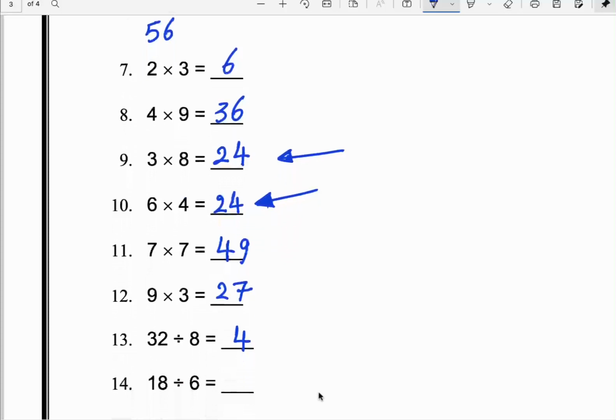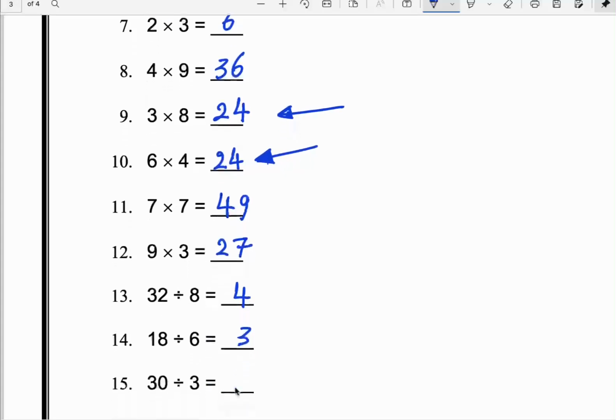Okay, 18 divided by 6. 3. Excellent. Do not repeat, my hero. Thank you. So, 18 divided by 6 equals 3. Let's see the next question.